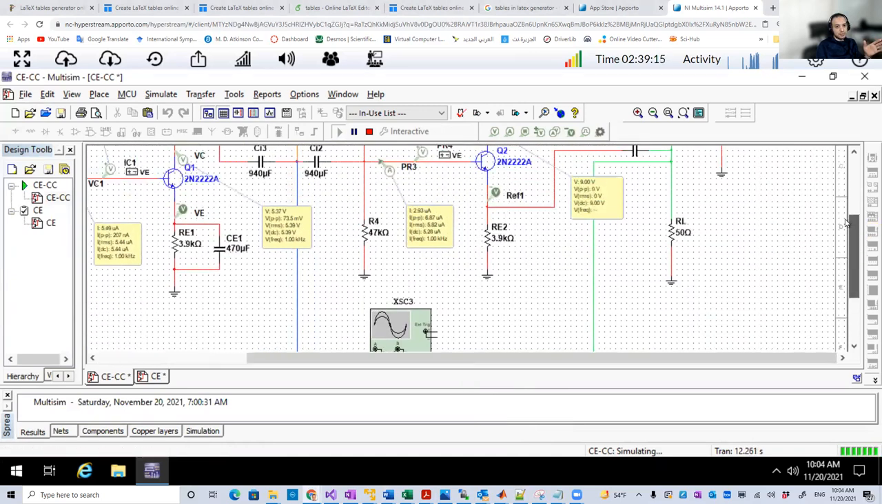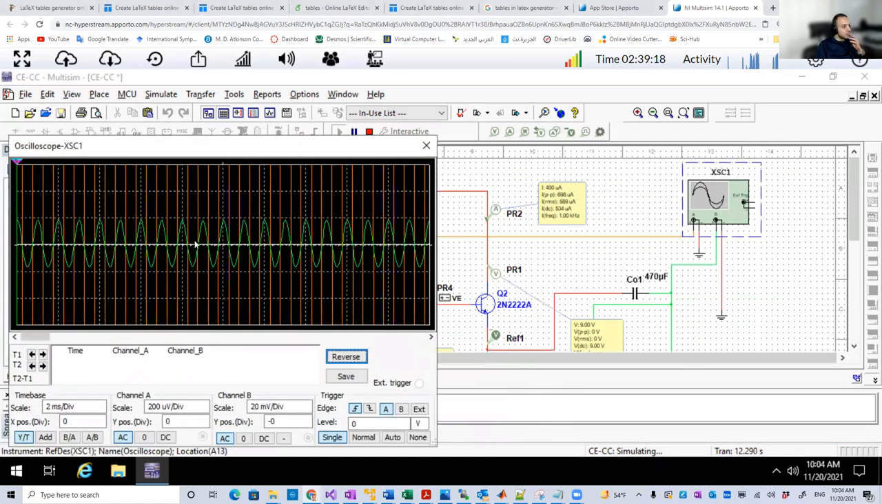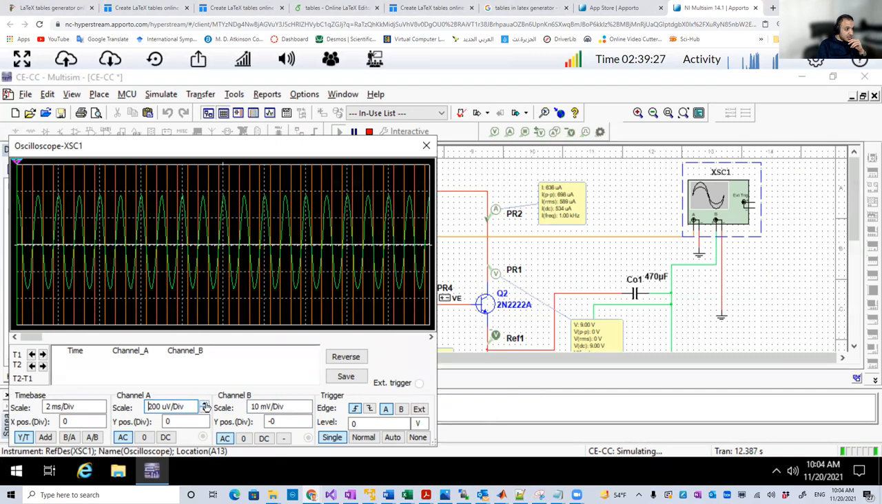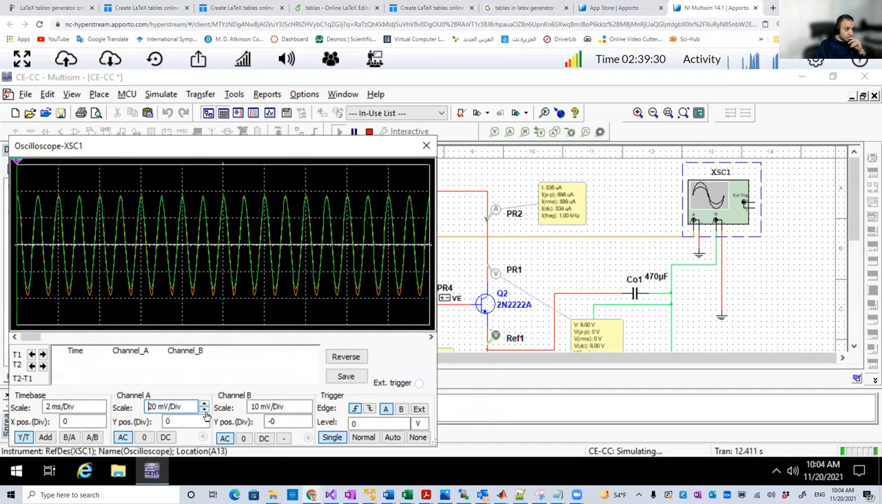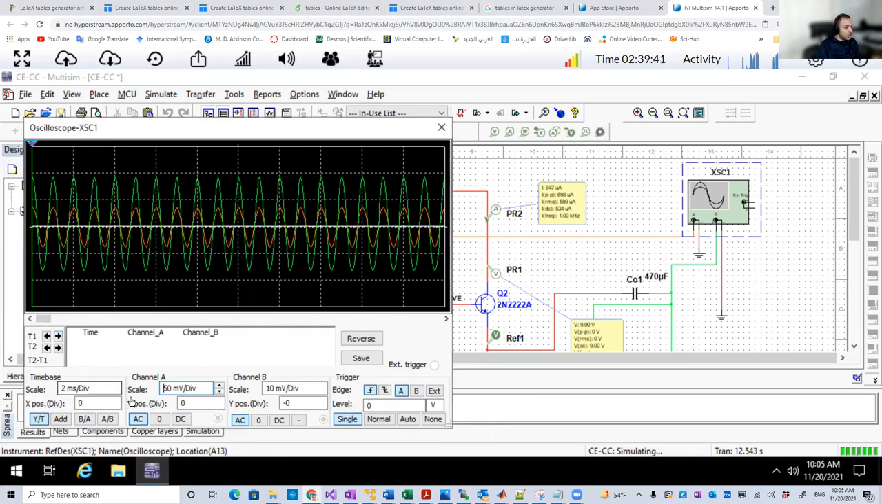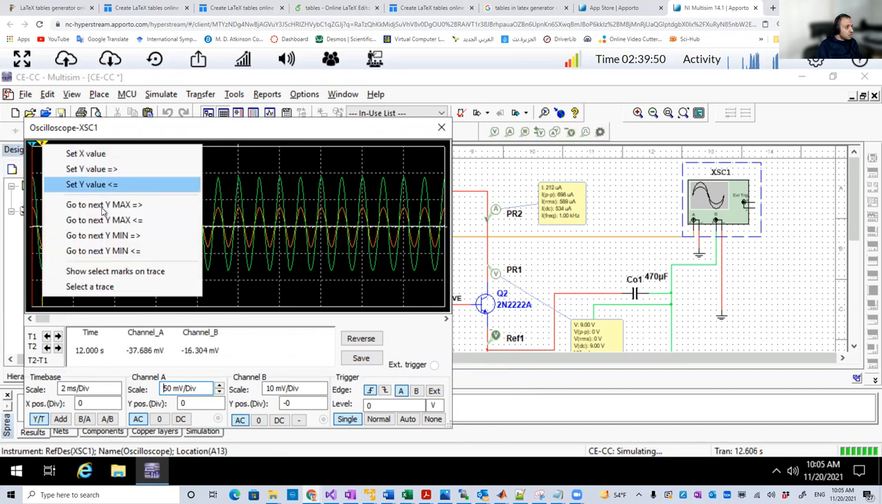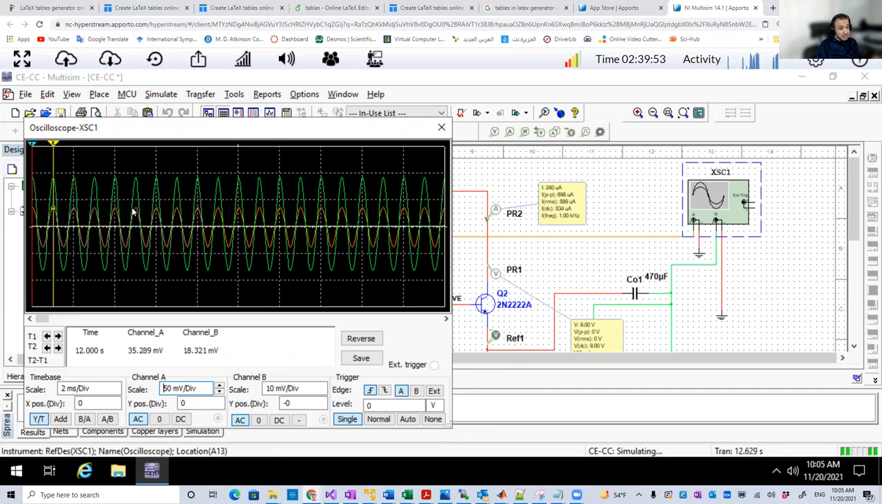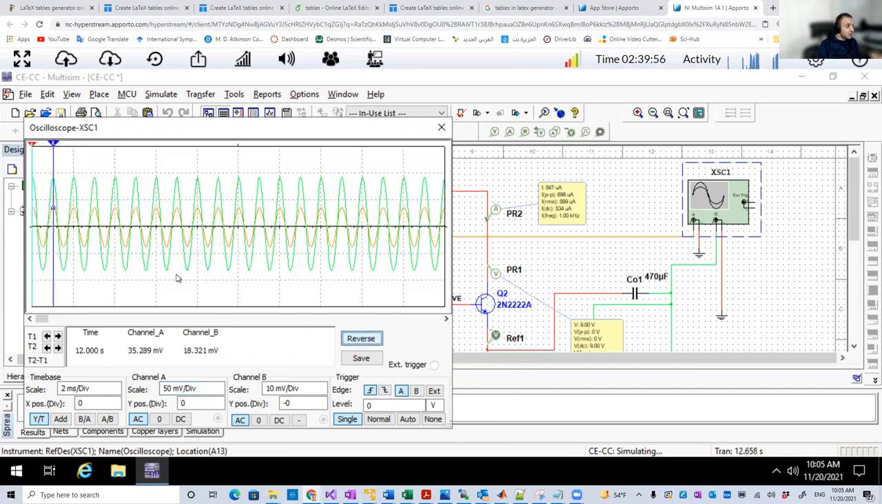Now EV2, second oscilloscope. Wow. So the output is the green. The input is the orange. So let's do the calculations here. So let's put the markers. Let's go to the max. So the output is the orange. Let's reverse it.